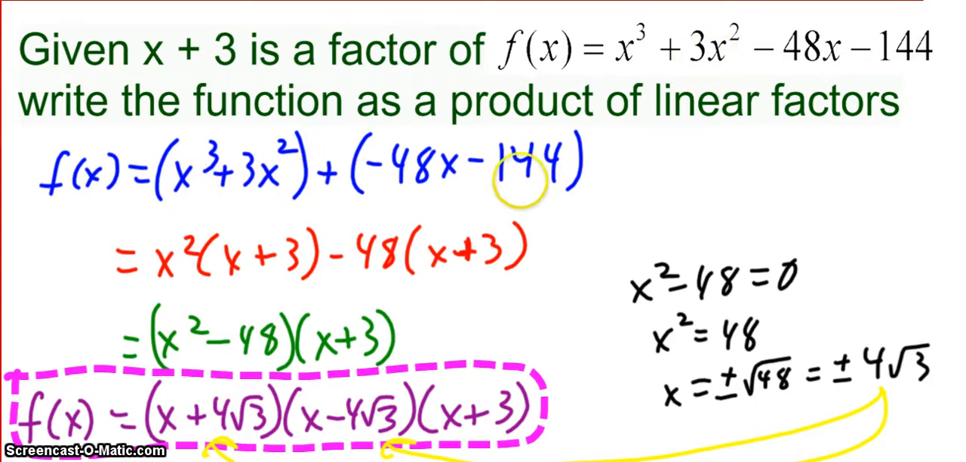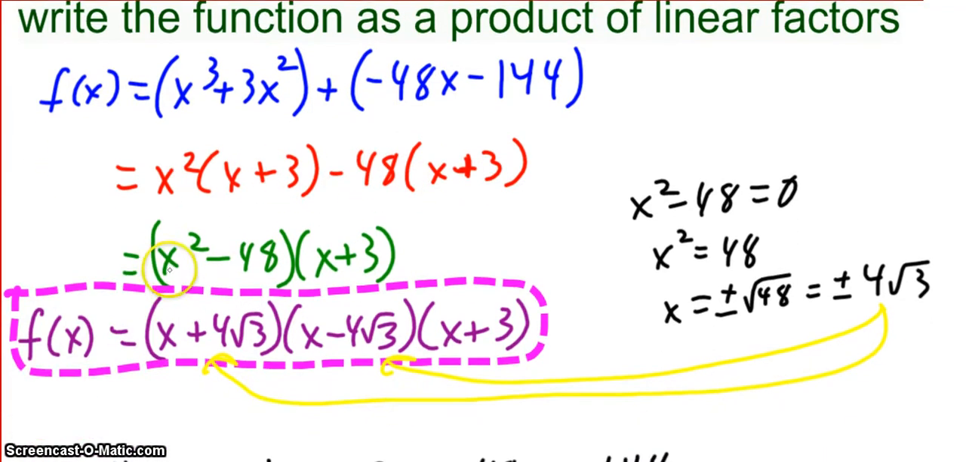So I group the first two, group the second two, make sure to put the negative in there on that third term. Factor out an x squared from the first two, factor out a negative 48 from the second two. I'm left with x plus 3, so I know I've done this correctly. And then I get x squared minus 48 and x plus 3.